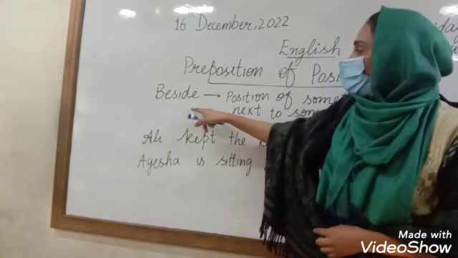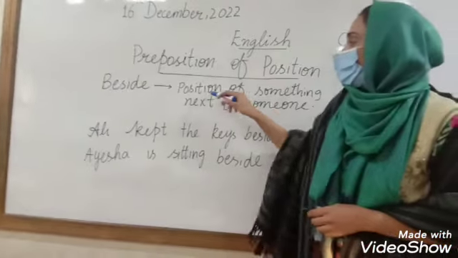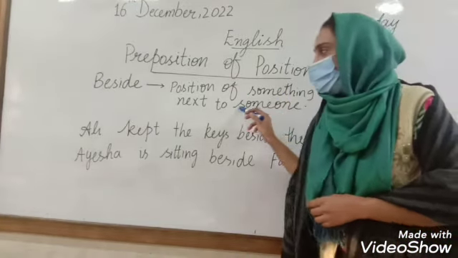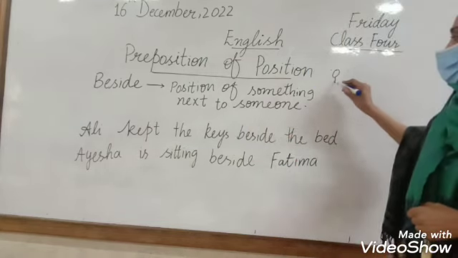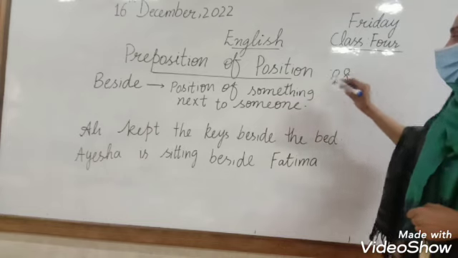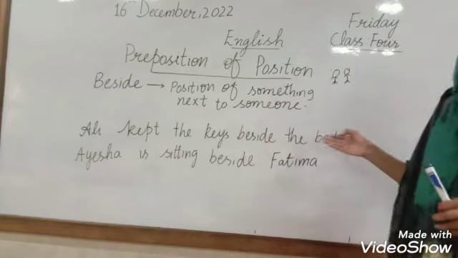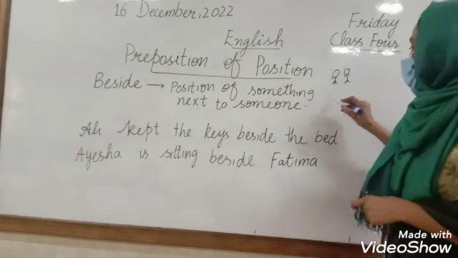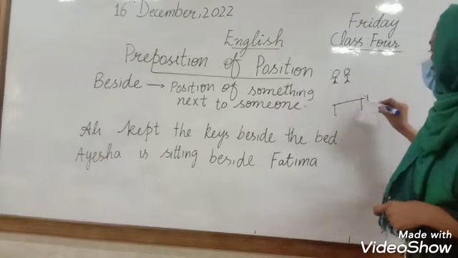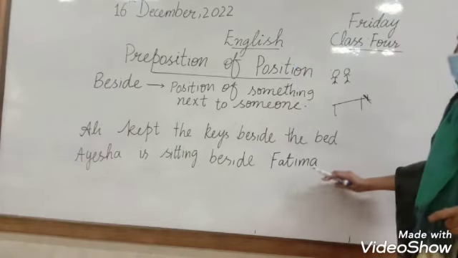The next preposition word is beside. Beside is used when something or someone's position is next to someone or something else, just next to somebody else. For example, Ali kept the keys beside the box. Ali kept the keys just beside the bed. And Aisha is sitting beside Fatima.